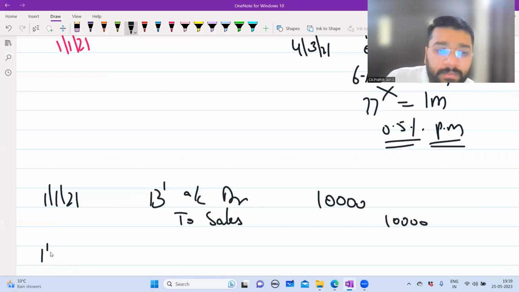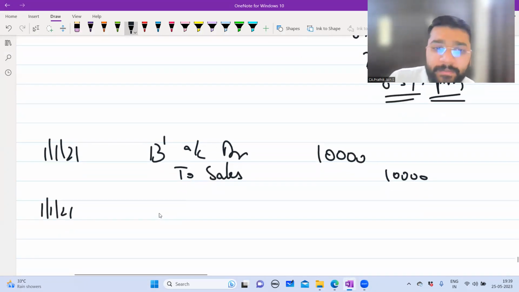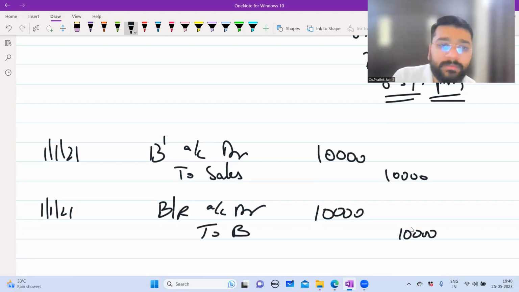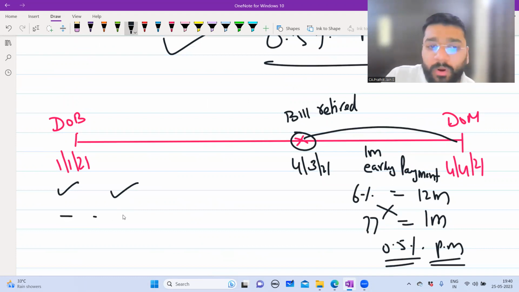Guys, on the very same date, the bill is accepted. Bill is executed, accepted. What is the bill of exchange entry? Bills receivable account debit to B. Very good. Now, guys, sale recorded, bill of exchange recorded. If I go in the same order, what is the next event? Where will I stop?